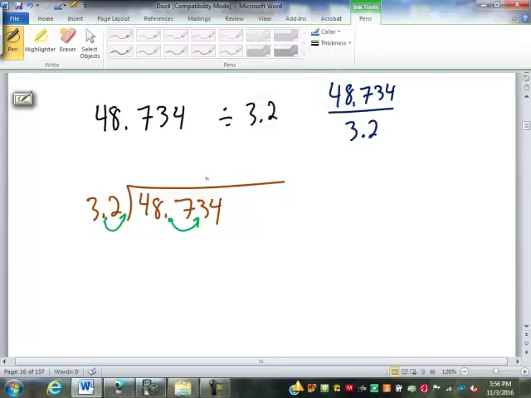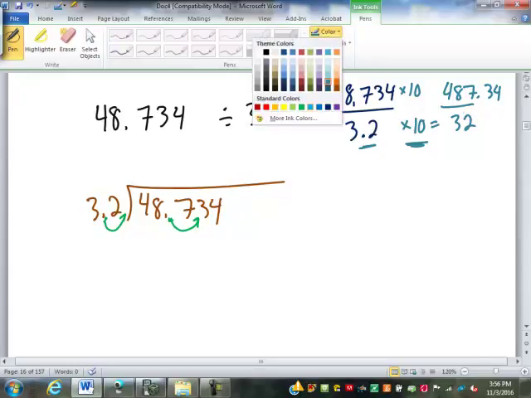So I can express this division as 48.734 over 3.2. And if I want to get rid of the decimal point on the bottom, if I multiply by 10, it becomes 32. But if I multiply the bottom by something, I have to multiply the top by the same thing. So that makes that 487.34. So when I'm moving those decimal points over the same number of places in each number, what I'm doing is multiplying the top and bottom of my fraction by the same number. If there were 2 decimal places here, I would have multiplied by 100. And 3 decimal places, I would have multiplied by 1,000, and so on.